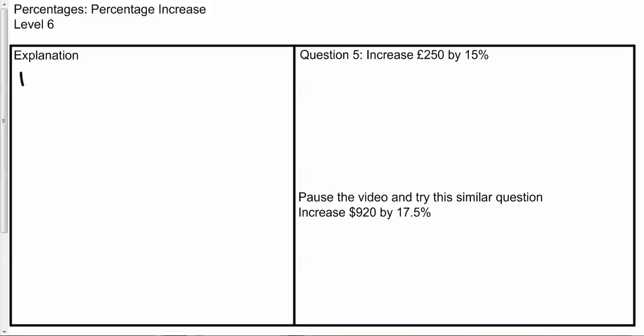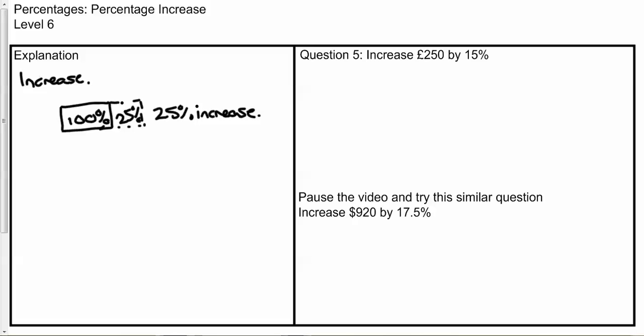If we start off with looking at the idea of a percentage increase, the basic concept is that you start off with your original amount, your 100%, and you take a chunk of that and add it on, so it gets more. So that there would represent a 25% increase, where we add a quarter of the original amount on again. Now if you look at that as a whole, that means that a 25% increase means that you end up with 125% altogether.